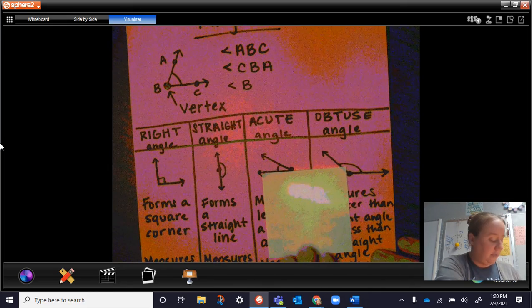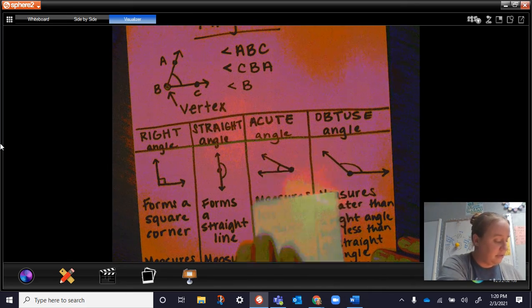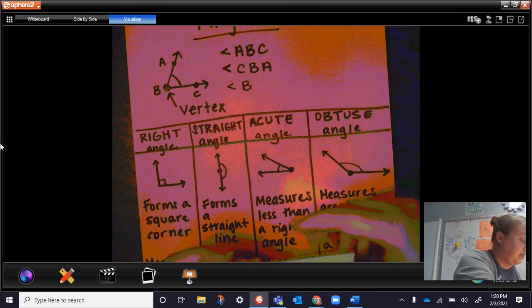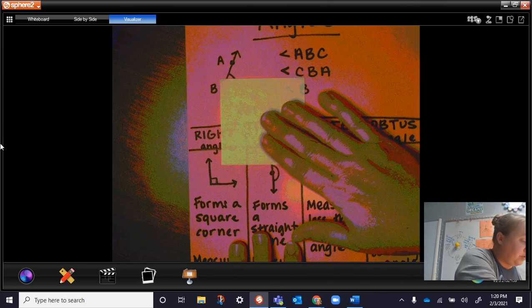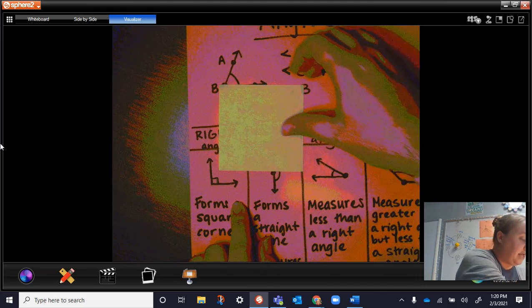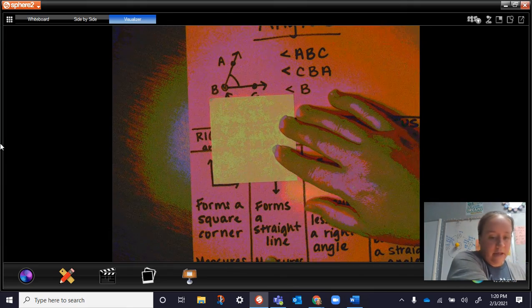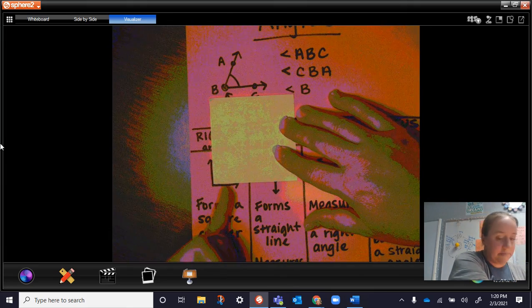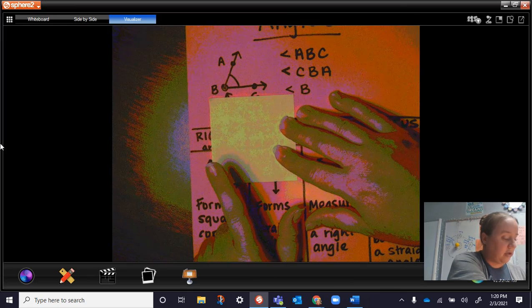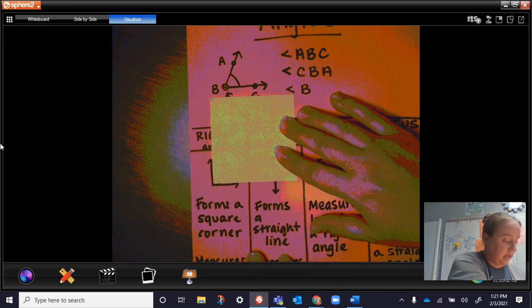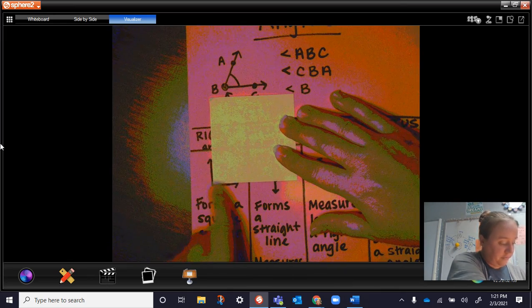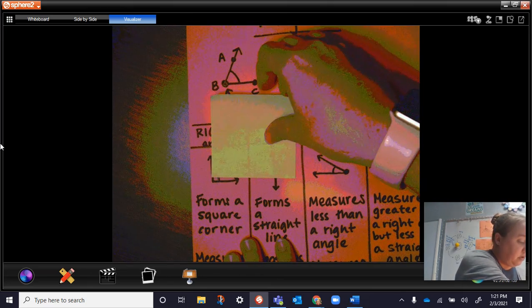So a piece of paper, a book, something like that. And if you take it, one way you can test whether something is larger than a 90 degree angle or less than a 90 degree angle is you can line it up. And if you line it up and everything lines up perfectly, you know that your angle is a right angle. Okay, so if this is a right angle and it lines up perfectly, that's a right angle too.